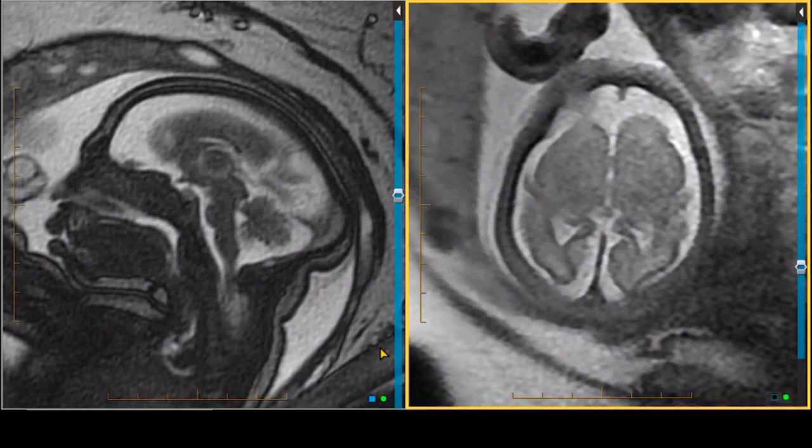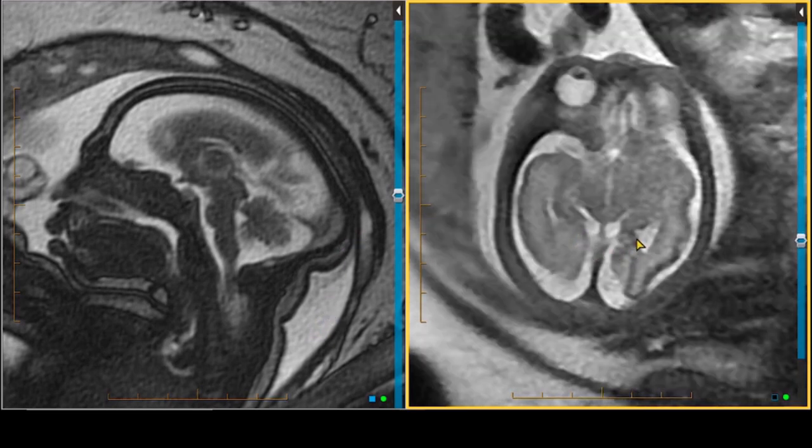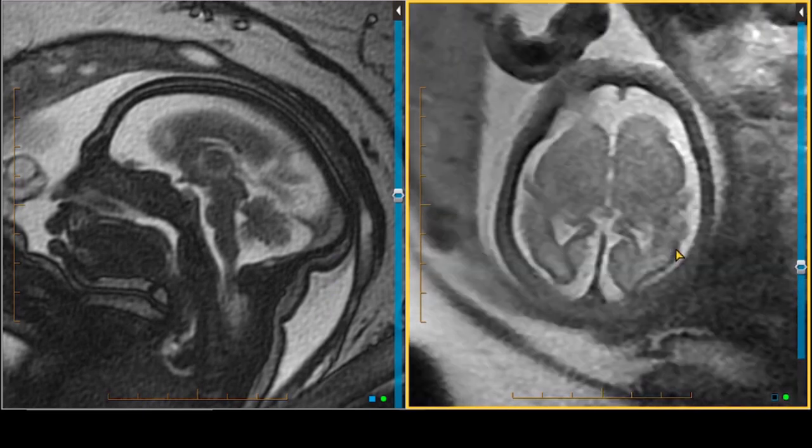This is an MRI performed of a woman who is pregnant, and so the MRI is focused on the fetus itself, in particular the brain. There were questions on the ultrasound about the size of the brain and the features of the brain, and so this MRI was performed. And we can see here posteriorly some sulcation.